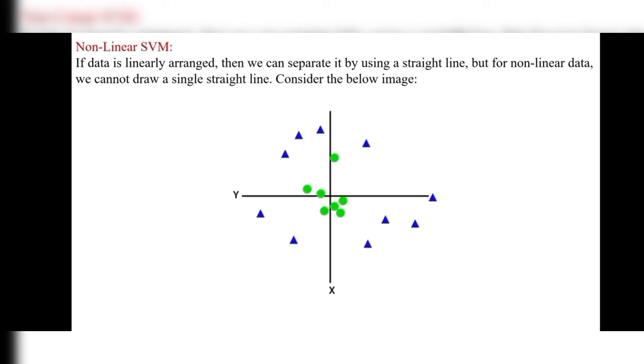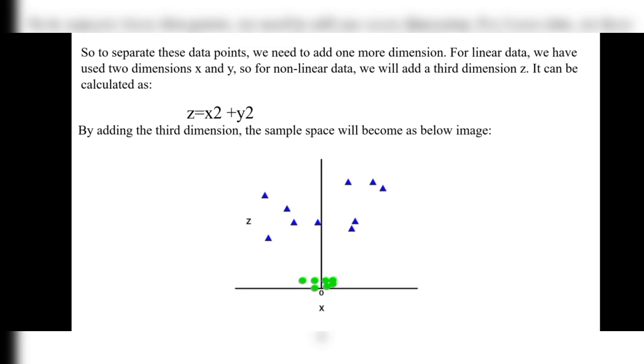So what to do? To separate these data points, we need to add one more dimension. For linear data, we used two dimensions, that is x and y. For non-linear data, we will add a third dimension, that is z. It can be calculated as z = x² + y². By adding the third dimension, the sample space will become like the image below.